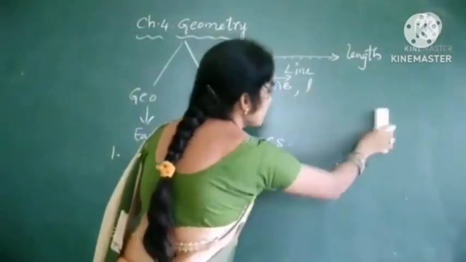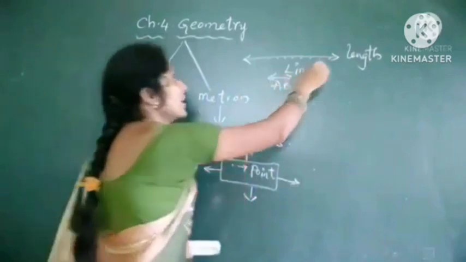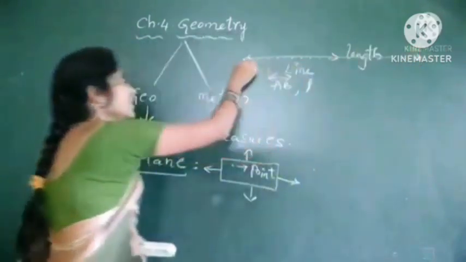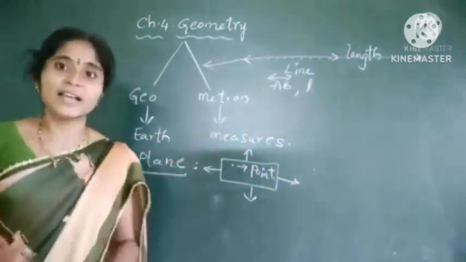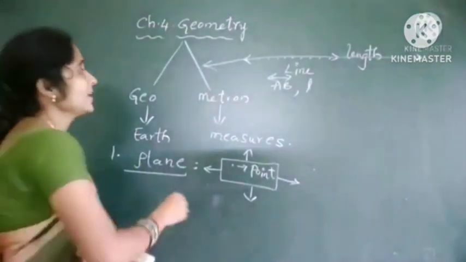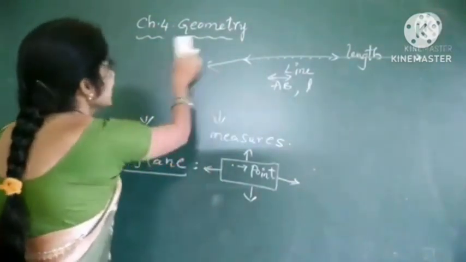A line has no end points. Why? Because we can extend it on this side, and on this side also we can extend it endlessly. That's why a line has no end points.